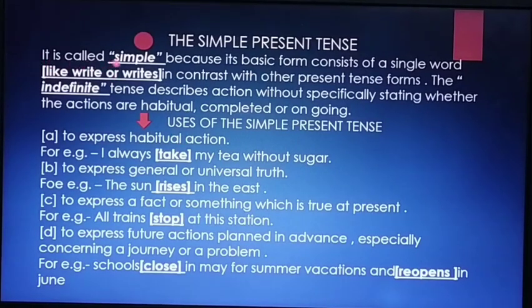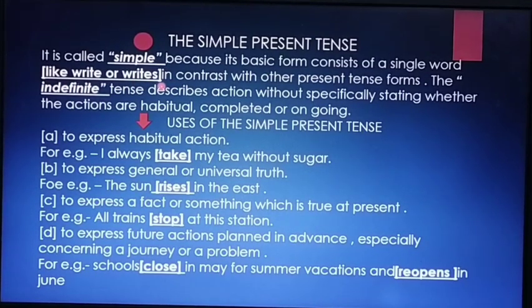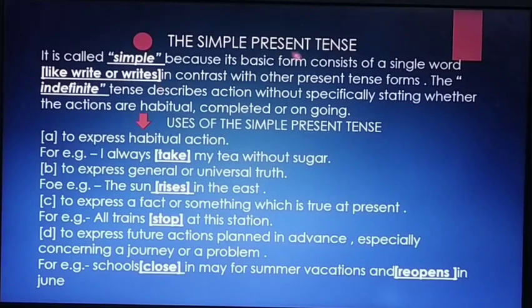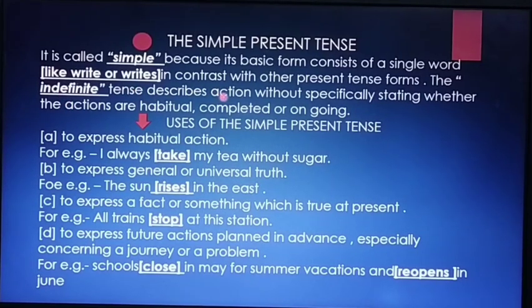Now why is it called simple or indefinite? Simple because its basic form consists of a single word, like write or writes. If we take a subject, he writes, she writes, they write. Means we can create a sentence using a single verb, in contrast with other present tense forms. Why is it called indefinite tense? This tense describes action without specifically stating whether the actions are completed or ongoing.